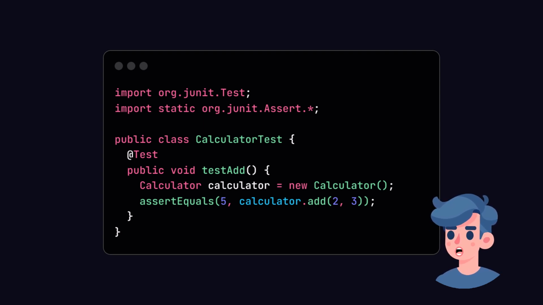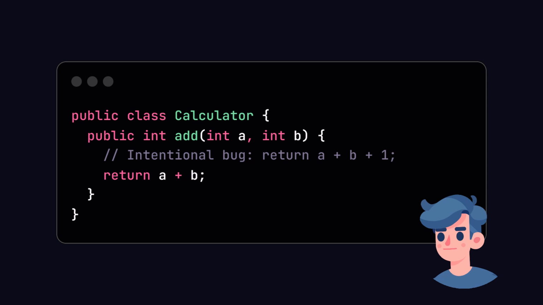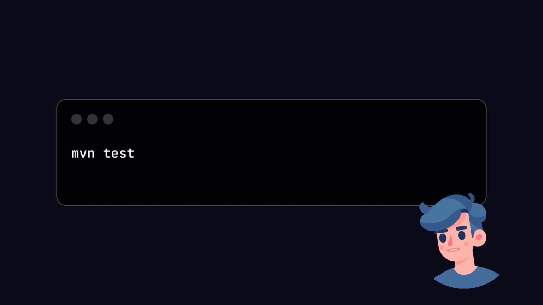Here's how to set up the test case. As you can see, we've written a simple test case for the add method of our calculator class. Now, let's introduce an intentional bug in the add method. We want to see how we can debug this issue. Let's run our test to see if our bug is detected.